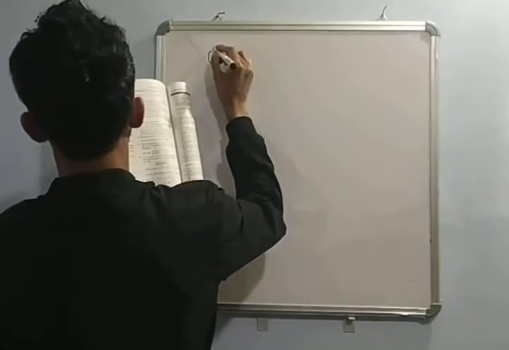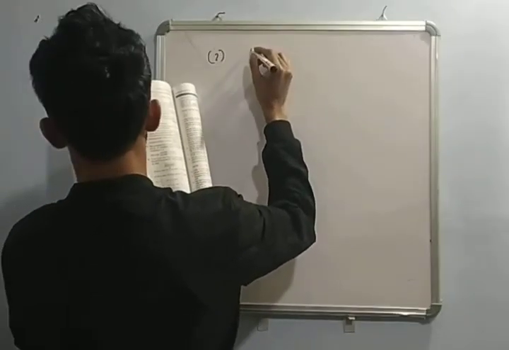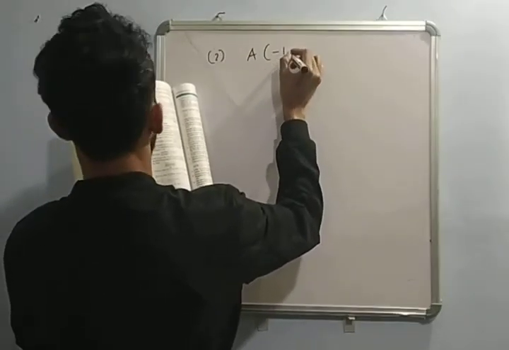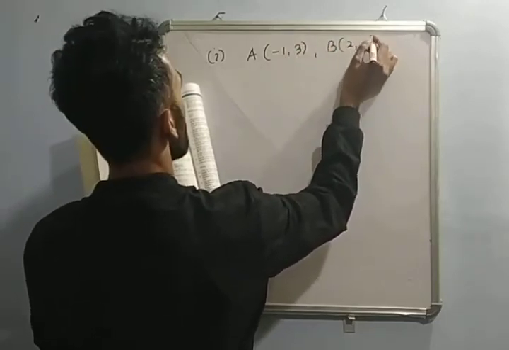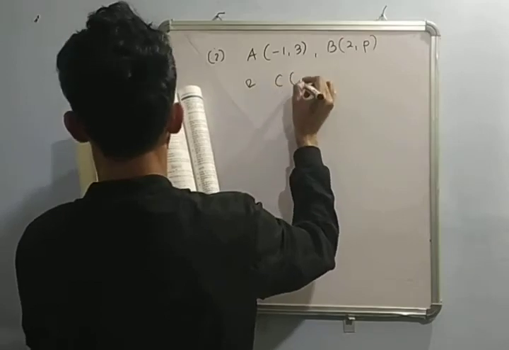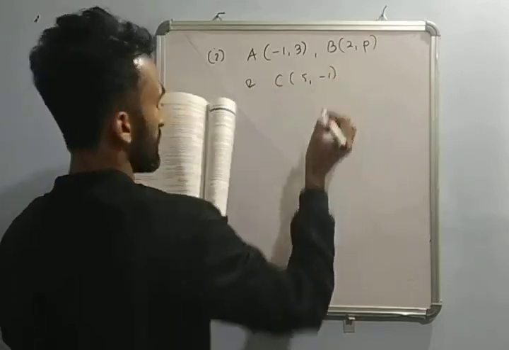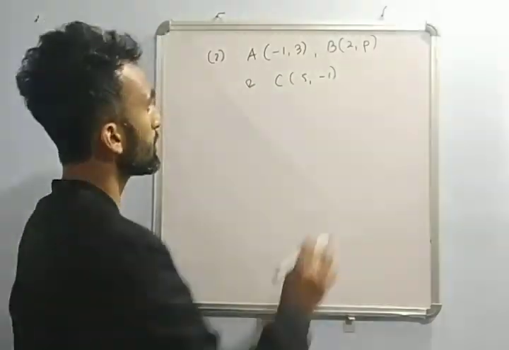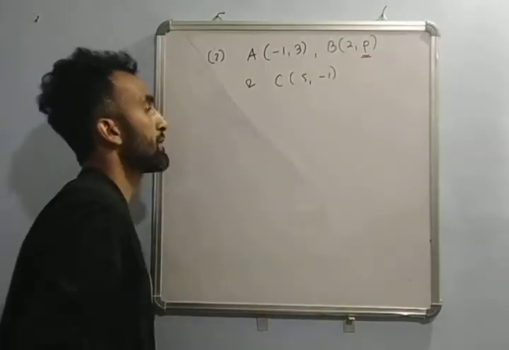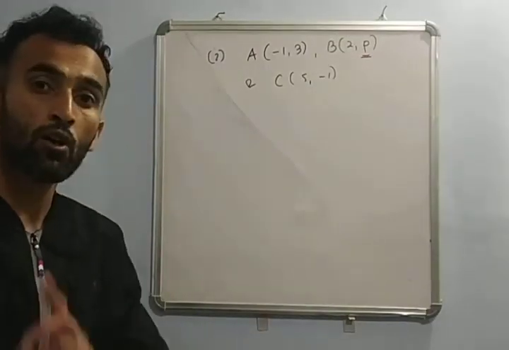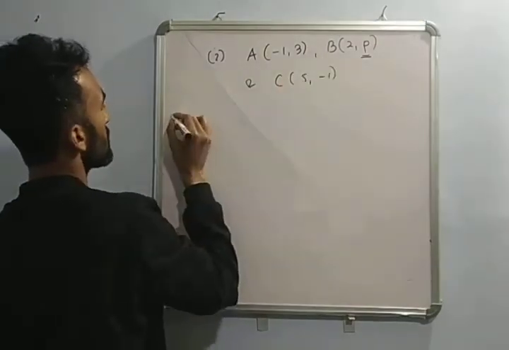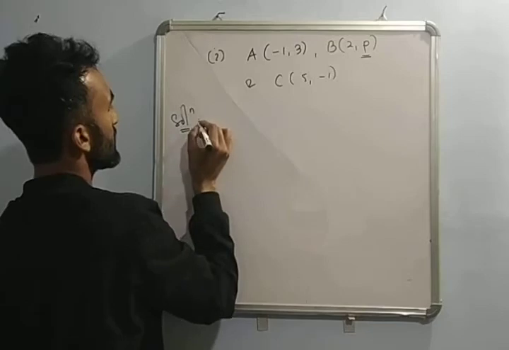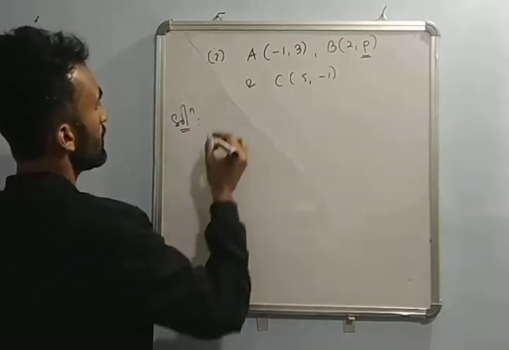Okay. So sub number 1. Remember our question. A is minus 1 comma 3, B is 2 comma P and C is 5 comma minus 1. Okay, I have to find out the value of P. Remember P is here. I have to find out this P for which they are collinear. Let ABC already we have.